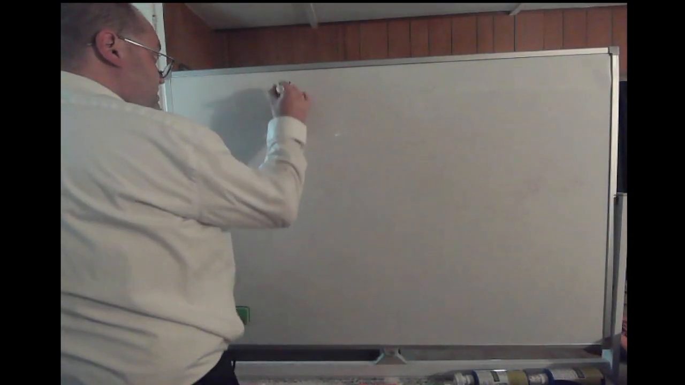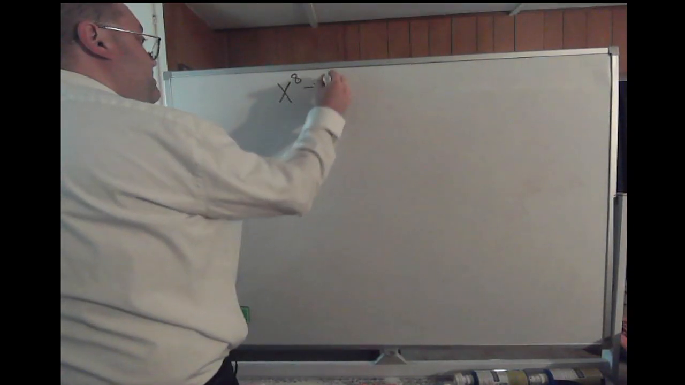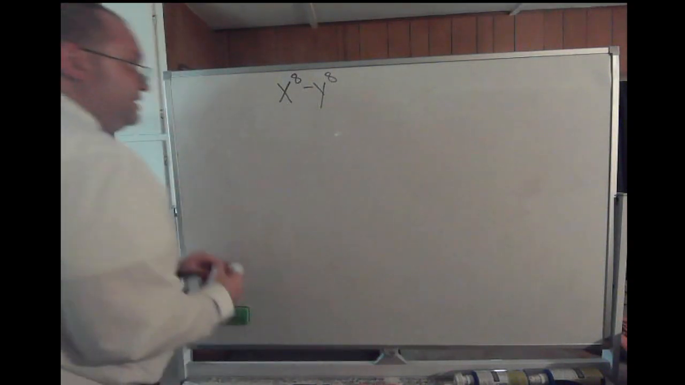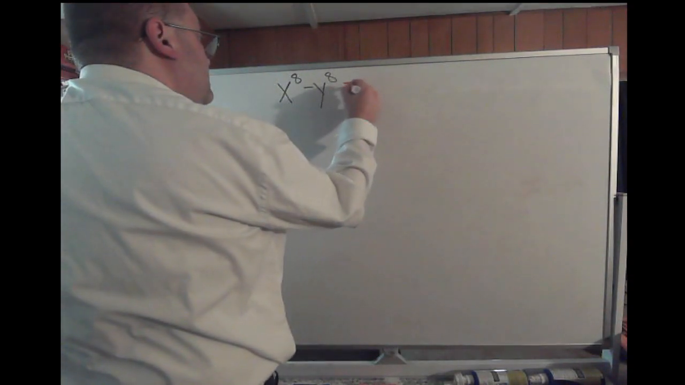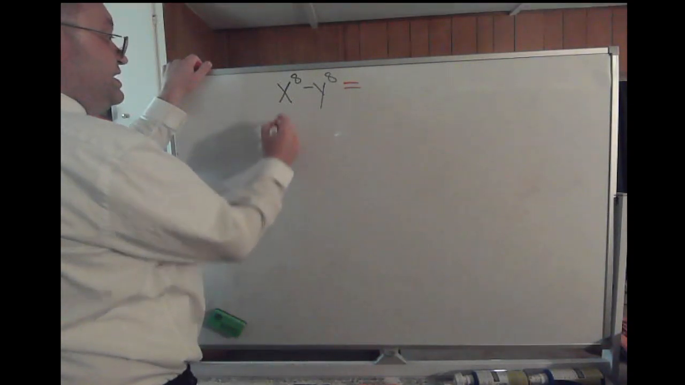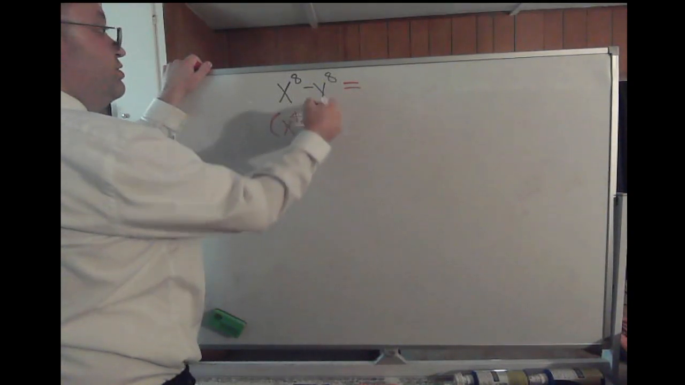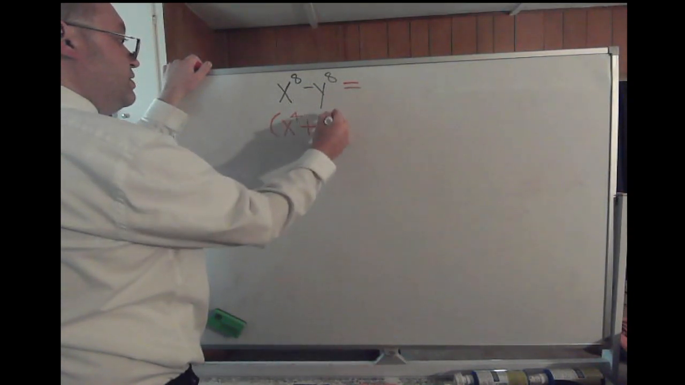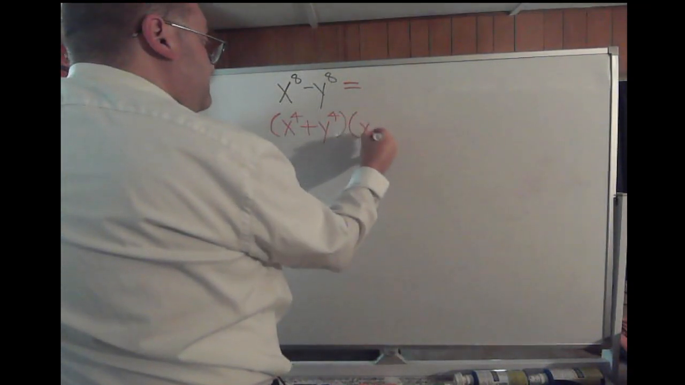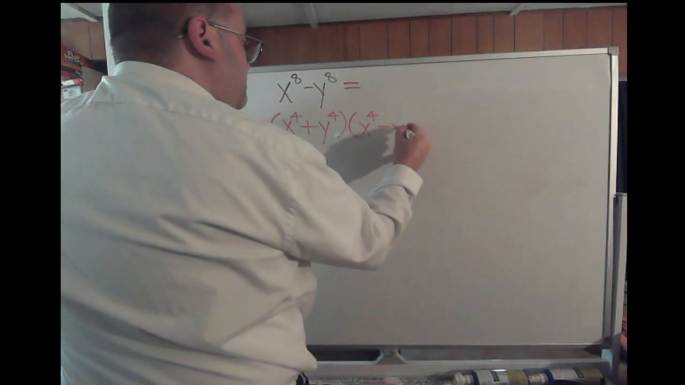Alright, a couple more, then we're done. Two more examples. We have x to the eighth minus y to the eighth. So x to the eighth minus y to the eighth. Well, we are going to still do it like we've been doing. Take the square root of x to the eighth. That'd be x to the fourth. Plus the square root of y to the eighth. That'd be y to the fourth. Times the quantity of x to the fourth minus the square root of y to the eighth, which would be y to the fourth.